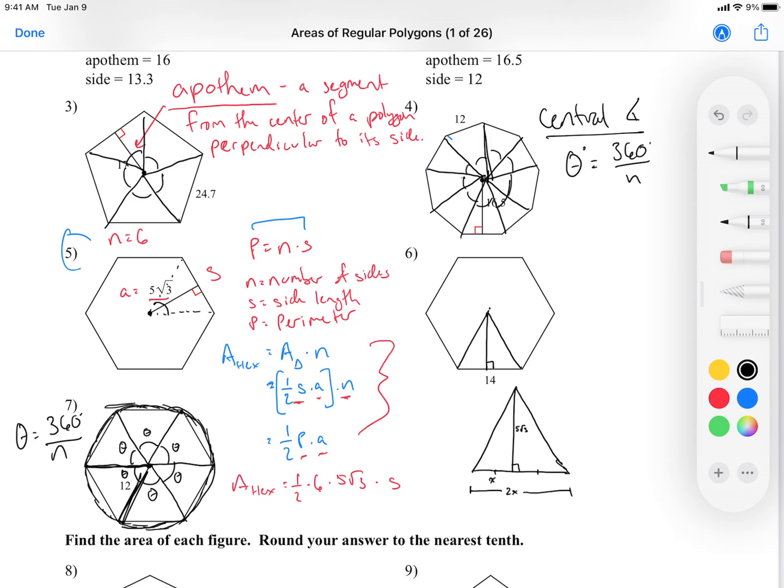So again, you're probably thinking, all right, well, how does that help us? Well, in the case of a hexagon, the number of sides is 6. So for this case, theta, this whole angle right here, is going to equal 360 divided by 6. Well, what's 360 divided by 6? Come on, guys, that one should be easy. 60.